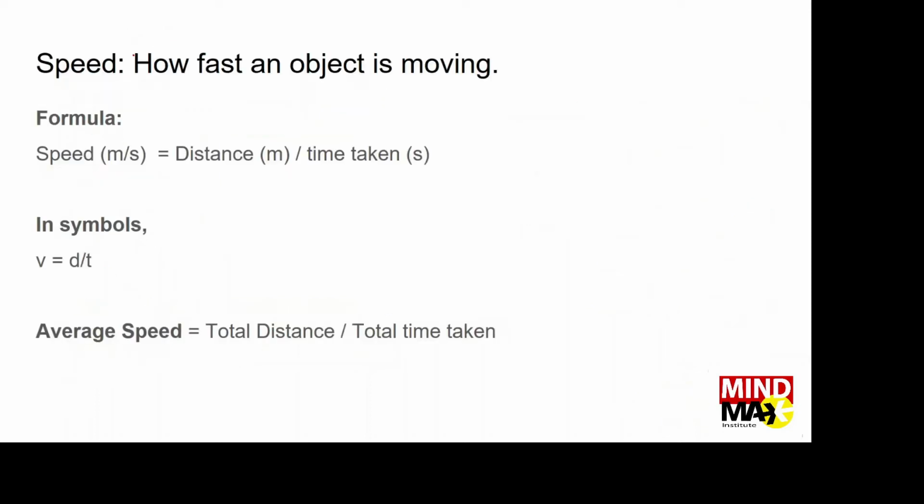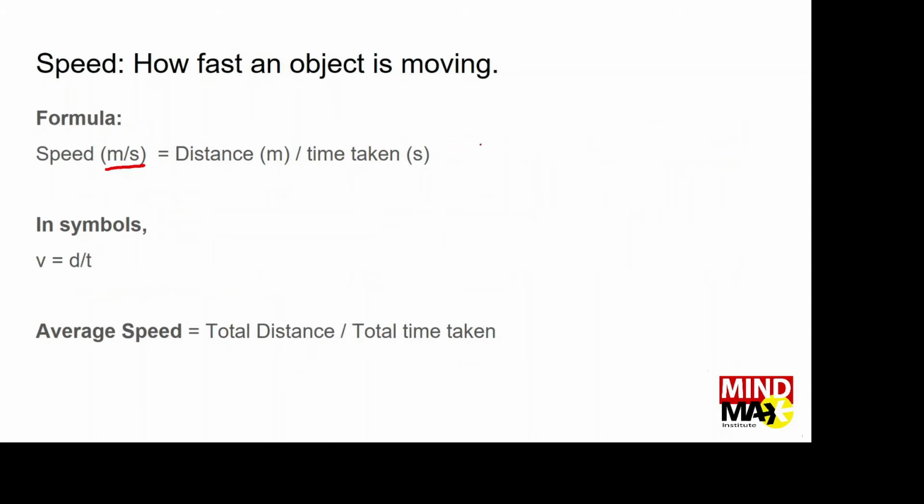The next one, speed, how fast an object is moving. So speed is the amount of distance an object moves per second. That's why the speed is expressed in meters per second, how many meters you move per second. So if you write the formula, speed is distance divided by time, and in symbols, speed is represented by v, distance is represented by d, and time is represented by t. So d divided by t will give you v, which is the value of the speed. Average speed is the total distance by total time taken. So average speed and instantaneous speed, we need to have a discussion about that.